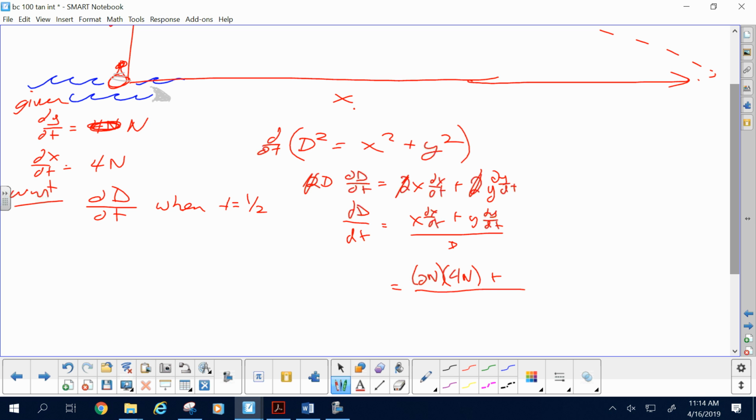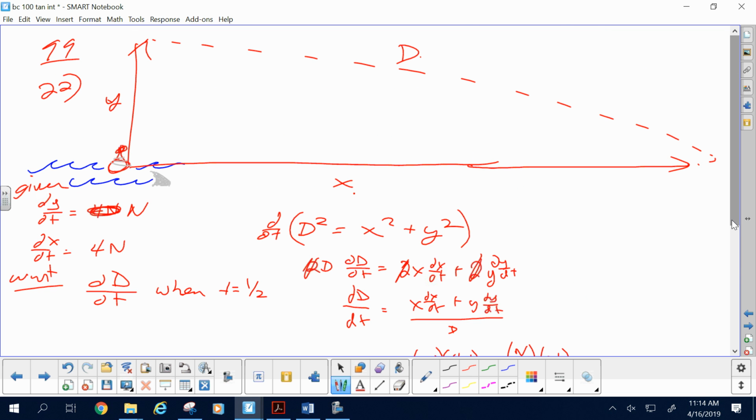In a half hour, what's y? It goes n miles every hour, so in a half hour it'll go n over 2. What is dy/dt? n. And what is the distance between the two after a half hour, given that this is 2n and this is n over 2 after a half hour? What is d?